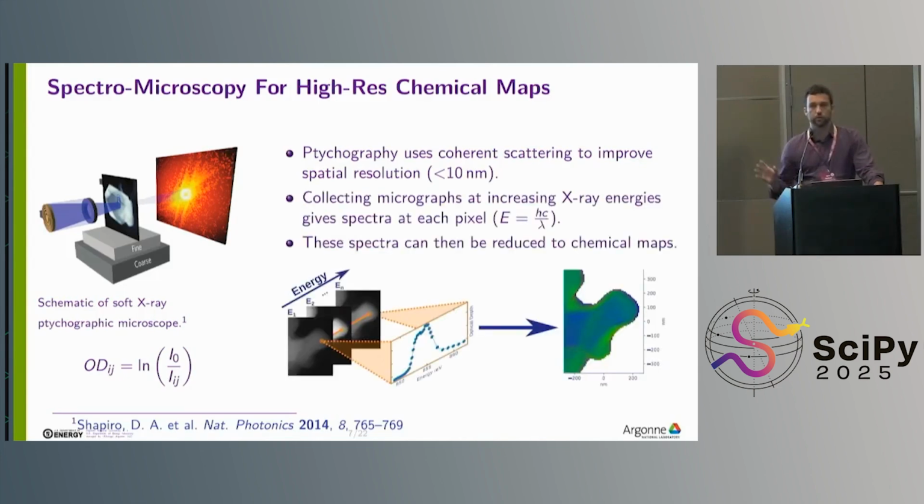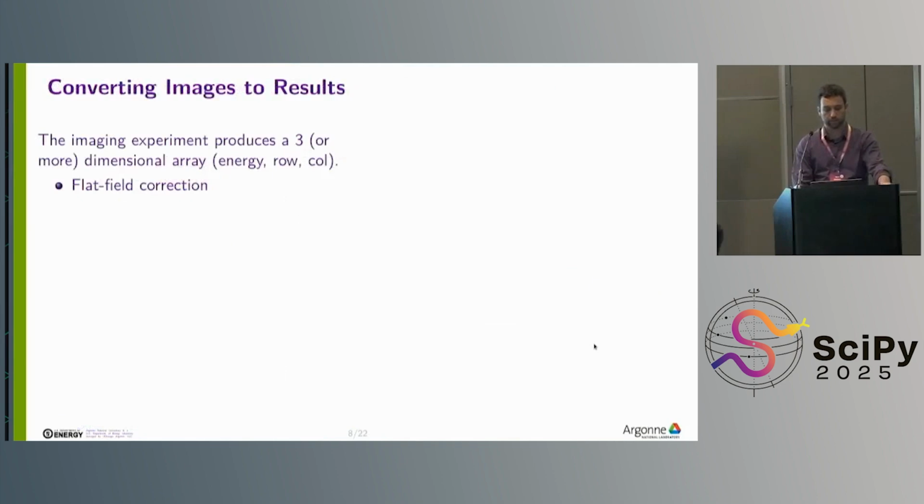But what we're going to do is use this basically as an imaging technique, and we're going to collect multiple images at ever-increasing X-ray energies. When I say energy here, I mean the reciprocal of the wavelength, so short wavelengths, high photon energy. And then we want to take these 3-dimensional data sets, where we have X and Y coordinates and then energy, and reduce those into some sort of chemical map that will give us some insight into what the system is doing.